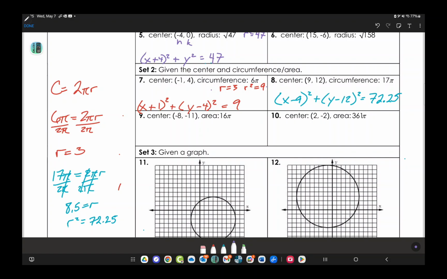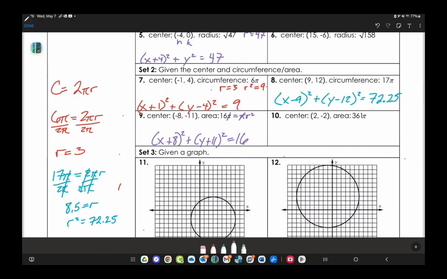Now, for number 9, since area is equal to pi r squared, we can cancel the pi's. The square root of 16 would just be 4. Well, you don't need to do that. You don't need to find r, because we need r squared. So we have everything we need. x plus 8 squared plus y plus 11 squared is equal to 16. Because you want to leave that as r squared, so that's it.